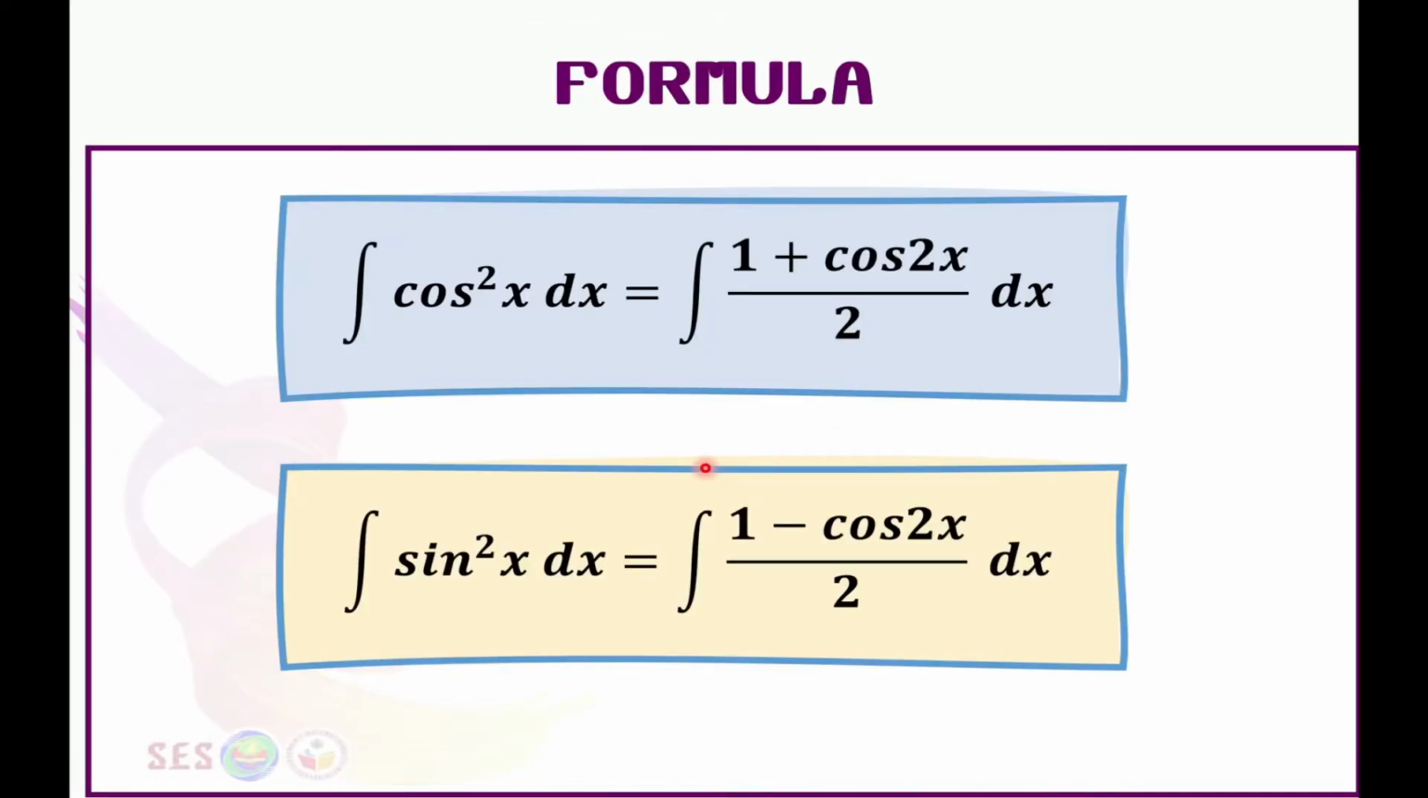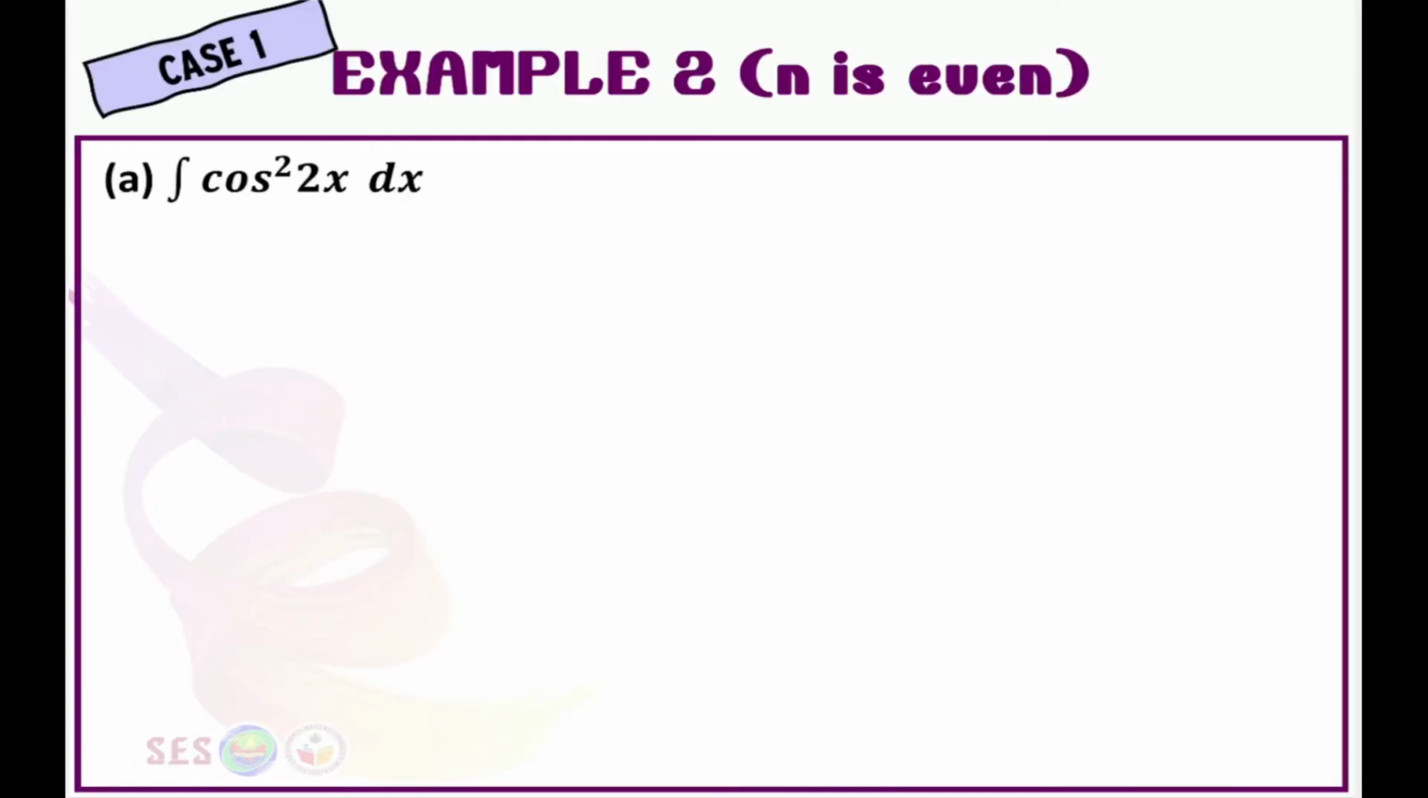Now, if I summarize these two formulas for sine square and cos square, the difference is just the sign. For cos squared, it's 1 plus, and for integrating sine squared, it's 1 minus. So you need to just remember these two formulas, or else you can derive them yourself. So let's take a look at our example for the first case here. We have question A, integrate cos squared 2x dx. Remember the formula, cos squared x dx equals 1 plus cos 2x over 2 dx.